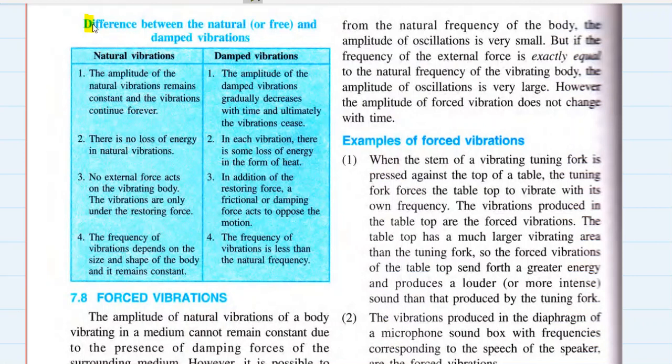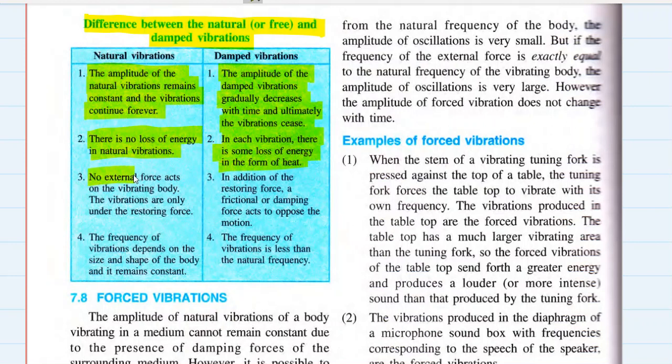So let's see the differences between natural or free and damped vibrations. These differences will give you clear and direct insight into how to write your answer. The concept will be cleared with these differences. In natural vibrations, the amplitude remains constant and the vibration continues forever. In damped vibrations, the amplitude gradually decreases with time and ultimately the vibration ceases or stops. In natural vibrations, there is no loss of energy. In damped vibration, in each vibration, there is some loss of energy in the form of heat. The energy dissipates or is degraded.